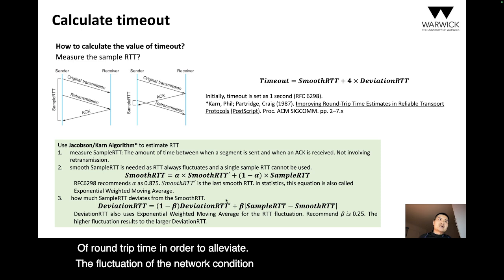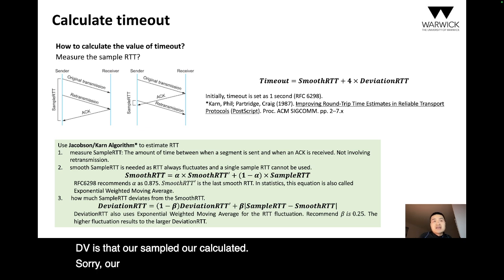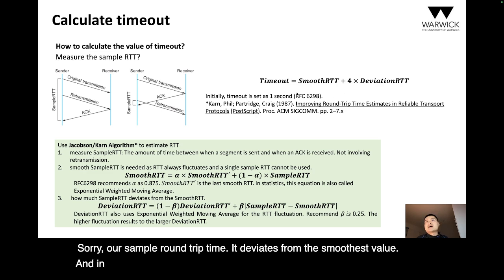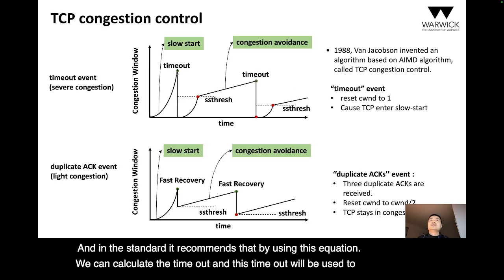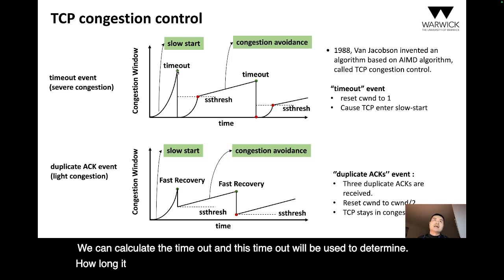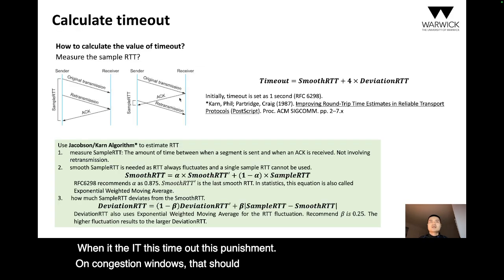We can also compute how much our sampled round trip time deviates from the smoothed value. And the standard recommends that by using this equation, we can calculate the timeout, and this timeout will be used to determine how long the sender waits before this punishment on the congestion window size should occur.